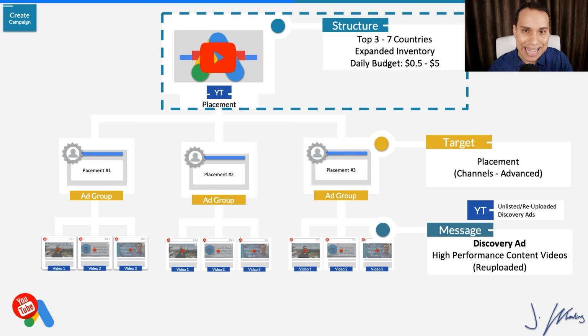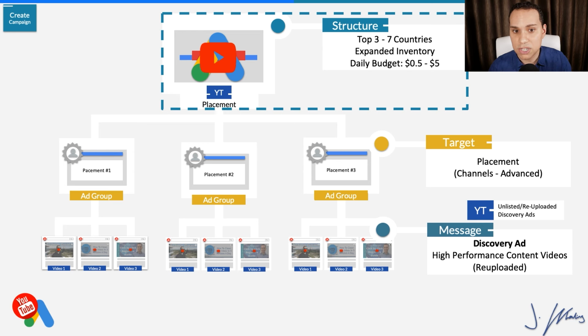And then inside of your ad groups, you will have 3 separate videos, top performing videos. We'll talk about how to choose those in a little bit here. And as we dive in, I'll reference some areas where you can experiment in the future if you want to get a little more advanced.